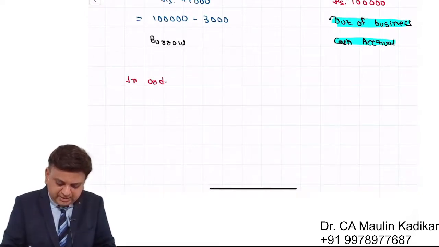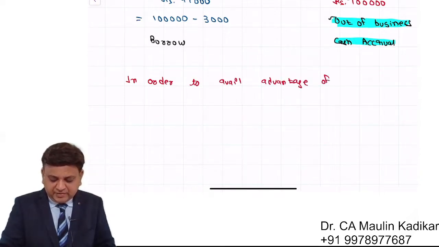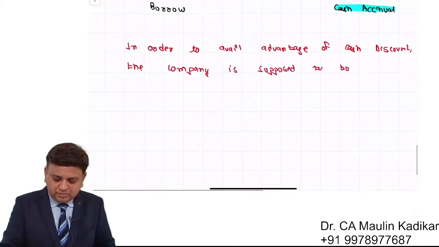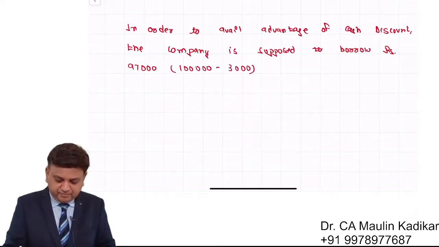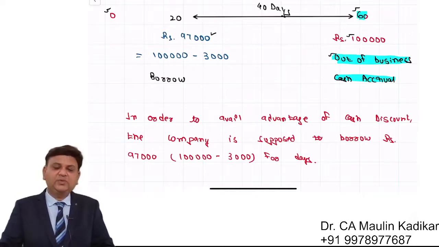You don't have to write anything, this is only for understanding. In order to avail the advantage of the cash discount, the company is supposed to borrow rupees 97,000. How 97,000? 1 lakh minus 3,000, for 40 days. Okay, now this is what we understand.